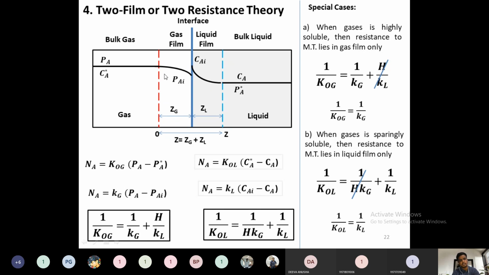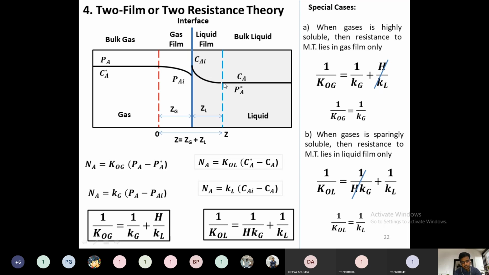So according to film theory, whenever two phases interact with each other, there is a formation of one film on both sides, on both faces. Through this film only the mass transfer will take place. According to Whitman's film theory, each phase forms its respective film, and only across that film does the concentration difference occur. Therefore, due to this driving force, the mass transfer takes place.